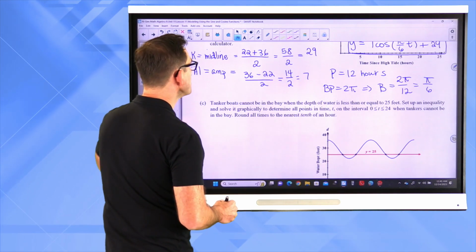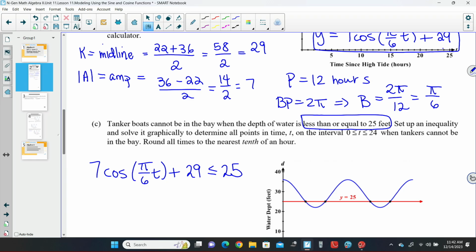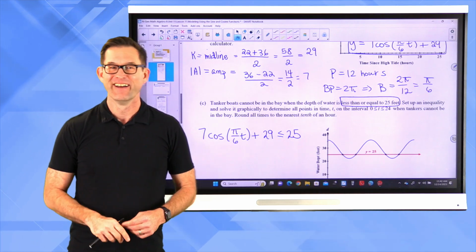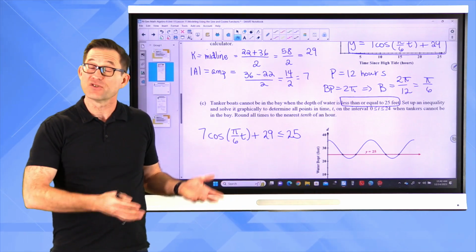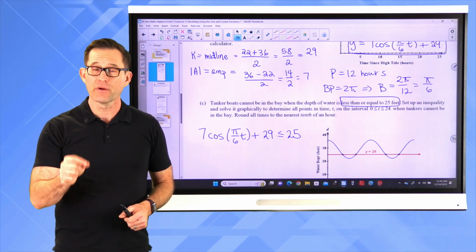We know that boats can't be in the bay when 7 times the cosine of pi over 6 t plus 29 is less than or equal to 25. And we have to have less than or equal to because, like, literally it says less than or equal to. That is what it is. So there's our inequality that literally models the time period that we're looking for.